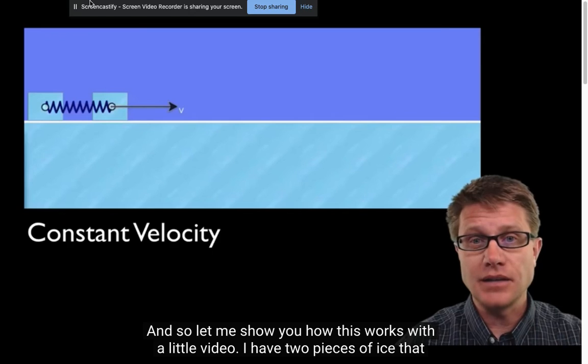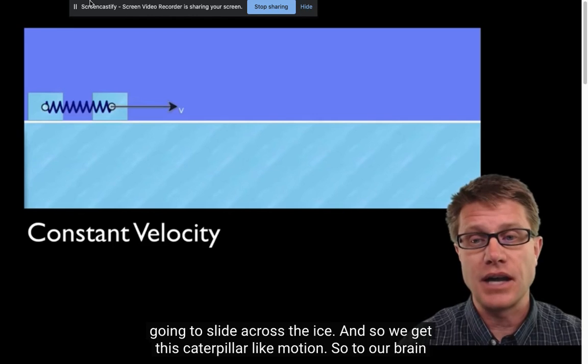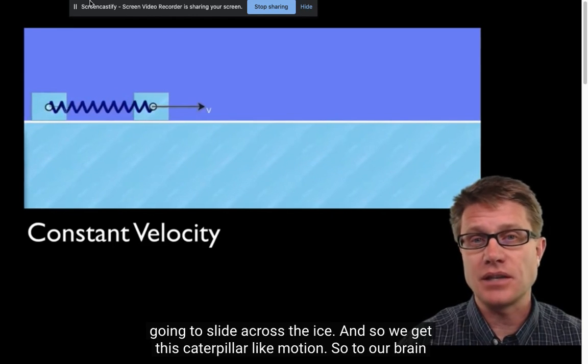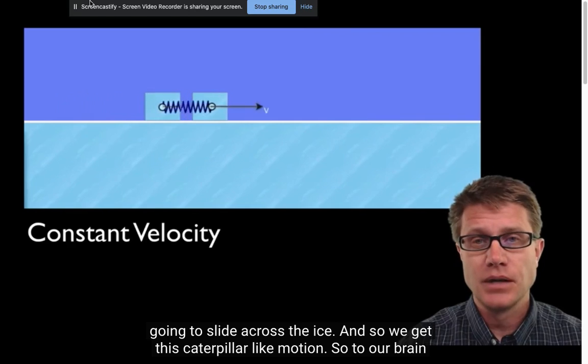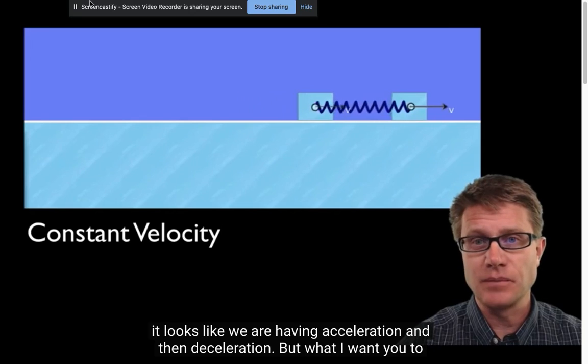I've got two pieces of ice that are connected together with a spring. I'm going to apply a force to one, and they're going to slide across the ice. And so we get this caterpillar-like motion. So to our brain, it looks like we're having acceleration and deceleration.